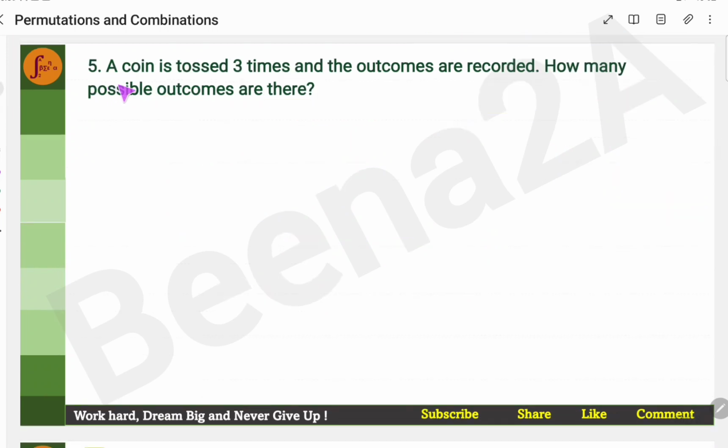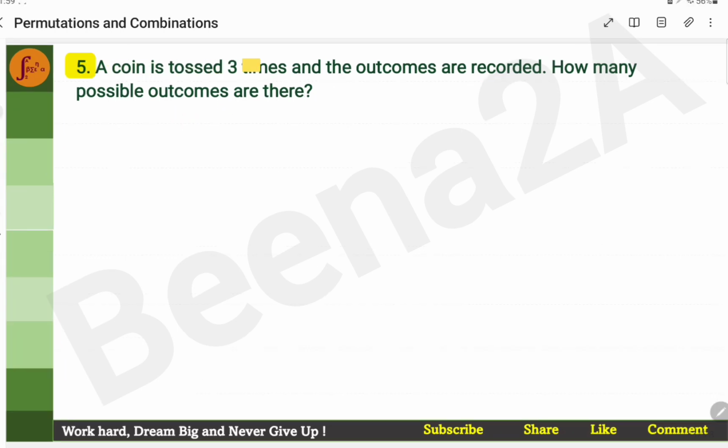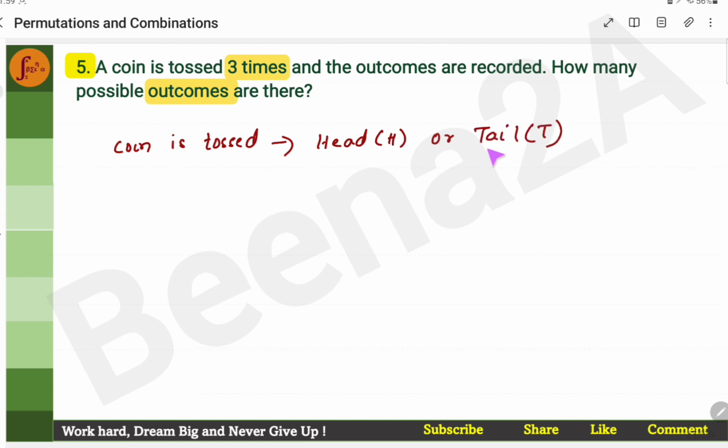Now let's look at the fifth example. A coin is tossed 3 times and the outcomes are recorded. How many possible outcomes are there? Every time a coin is tossed, you can get either head or tail. Now this is tossed 3 times.